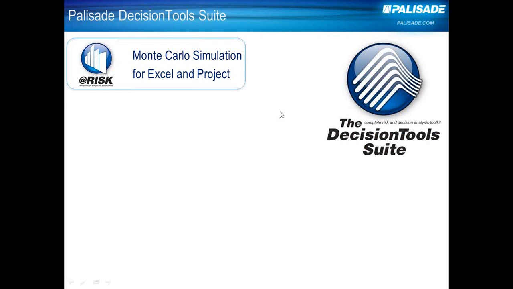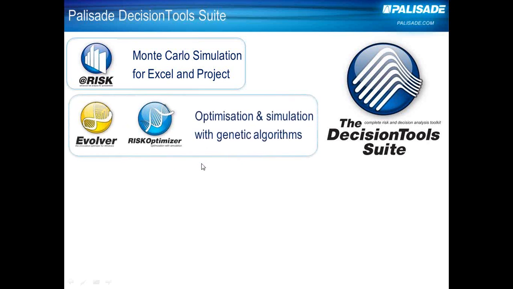Sometimes on these sessions I run through all the different pieces of software. But today we're just going to be looking at @RISK, which is about Monte Carlo simulation, which I shall explain in more detail shortly, and which works with Microsoft Excel and Microsoft Project. Just so you know, there are some other tools as well. We do some optimizers. Actually, RISK Optimizer is part of @RISK, the Industrial Edition, but I think of it really as a separate product, so I'm not going to be talking about it here today.